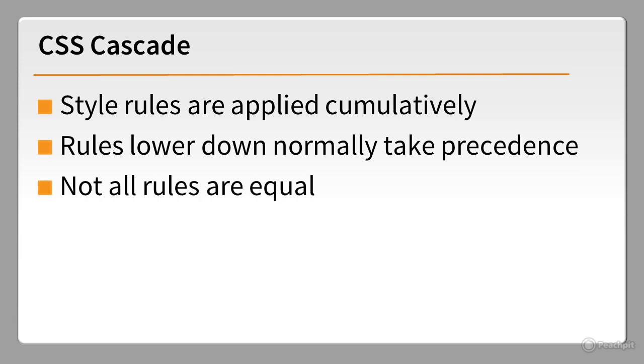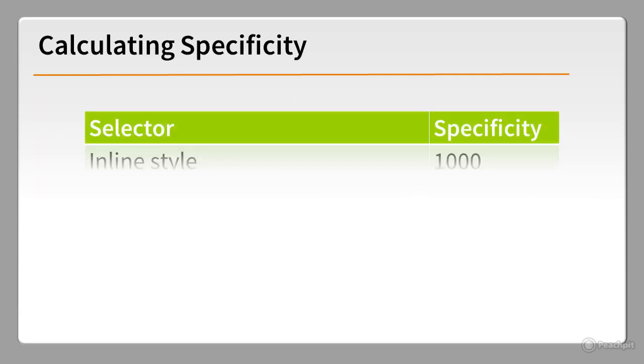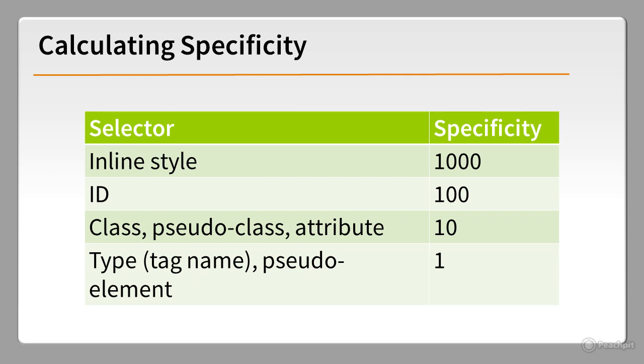But CSS is not a democracy. Not all rules are equal. That's where a principle called specificity comes in. The simple way to work out the specificity of a style rule is to assign the following values to each part of the selector. Inline styles have a value of 1,000. ID selectors have a value of 100.